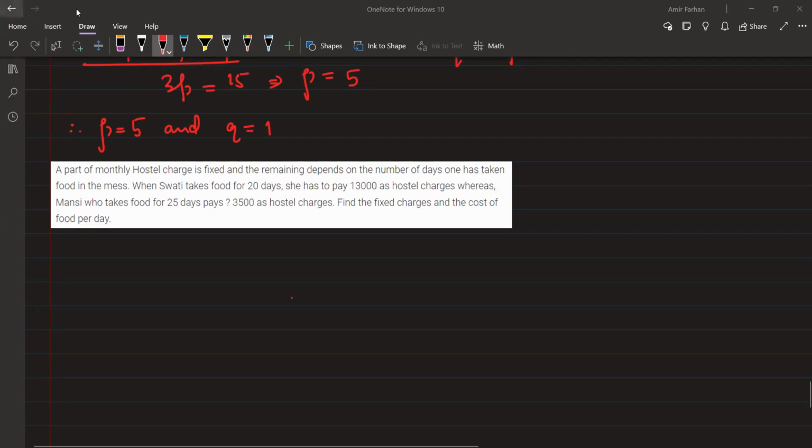Sir, I got the answer. Yes, Hiba, what's your answer? Just let me know what you have assumed as x and y, because it depends. If you take x as something and if you interchange it. I took monthly deposits as x and number of days in mess as y. Okay.